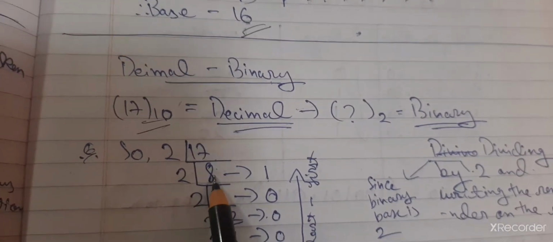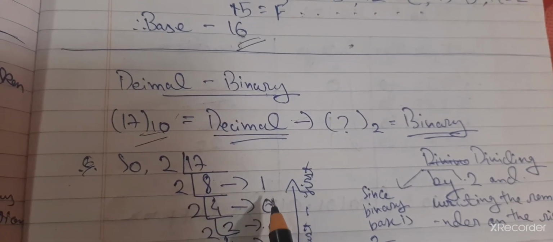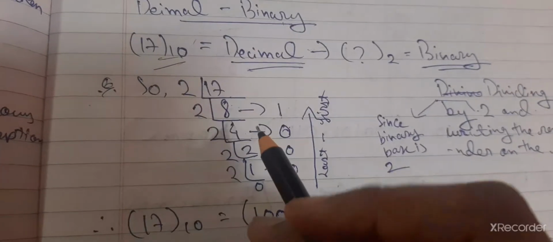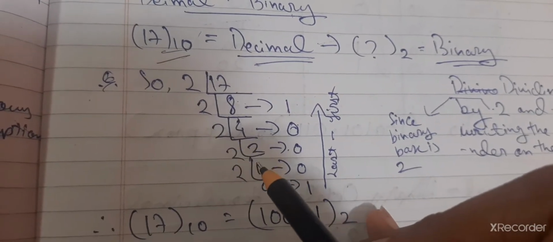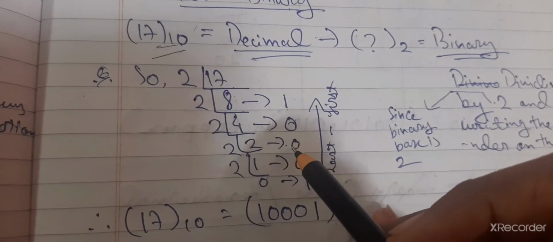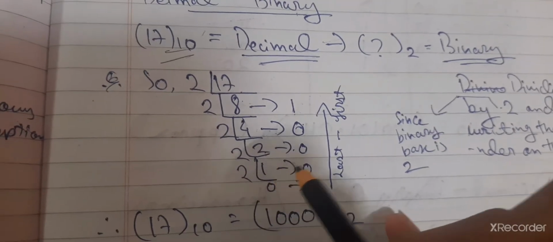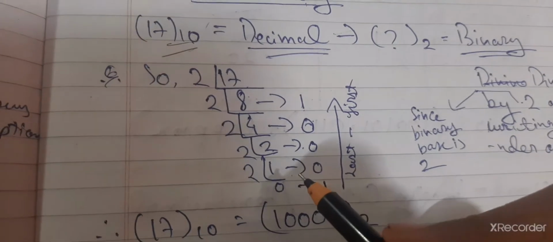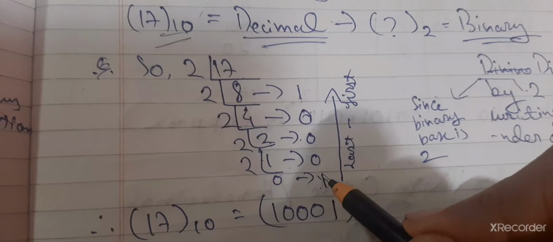8 goes with 2. So 2 4s are 8. No remainder, that means 0. We write 0 in the beside. 4 goes with 2. So 2 2s are 4. No remainder, 0. 2 again goes with 2. 2 1s are 2. No remainder, 0. 1 does not go with 2. So 2 0s, that will give us 1.